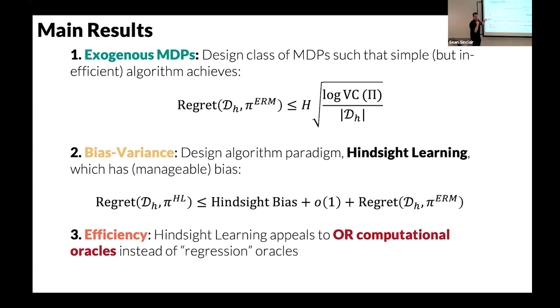Okay. And so going back to the main result, we already talked about the first one. The guarantee for the second one should be relatively clear, right? We're doing ERM to some extent, but we're doing ERM with an additional hindsight bias term. So that's why we have a sum here. So that's how you get the performance guarantee. And for the third one, for the efficiency, our algorithm is efficient in some sense because we're appealing to OR computational oracles instead of solving some giant large-scale ERM problem.